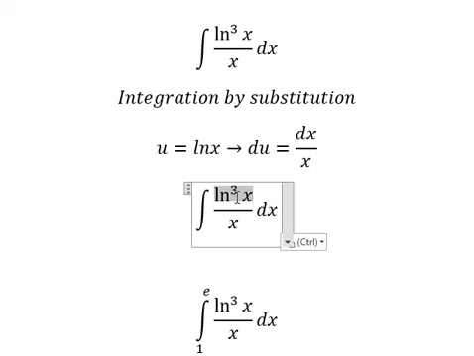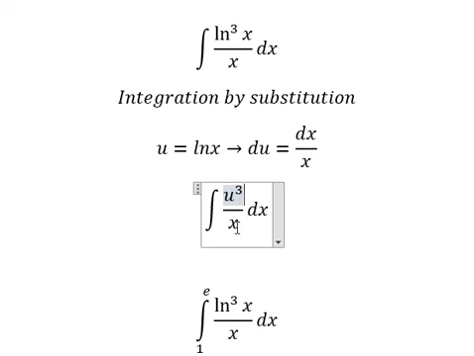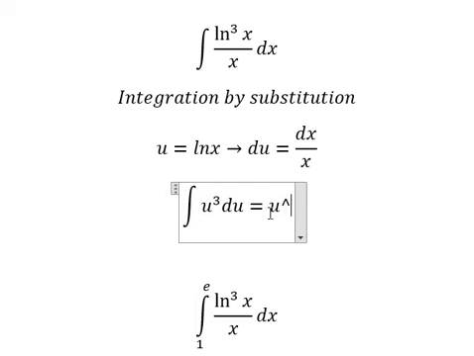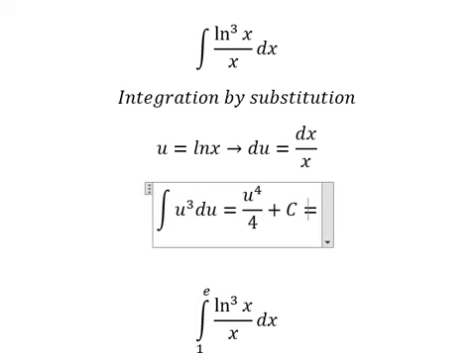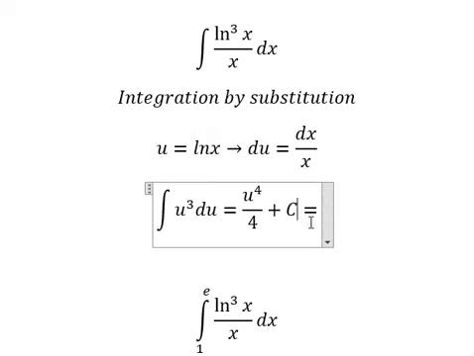So this one we change for u. The x and dx we change for the u. So the integration of this one we have like this, in terms of u, that is this one.